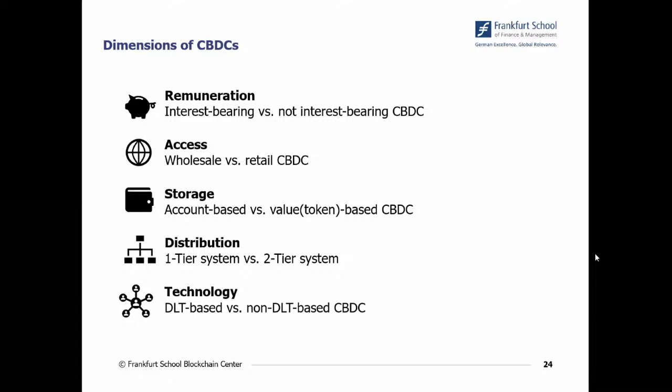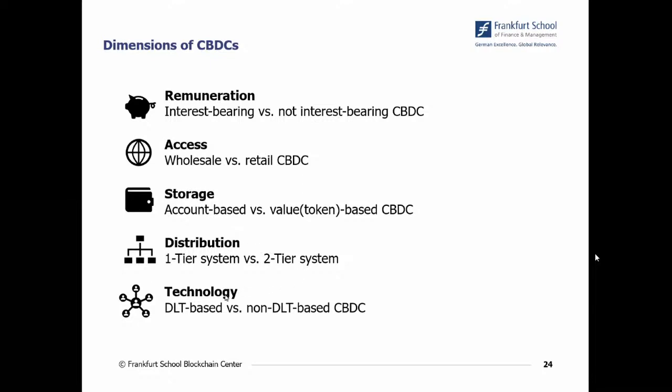In the one-tier system, the central bank would directly distribute the CBDC units to the end user. With a two-tier system, the central bank would distribute the CBDC units to the banks, and they would distribute it to the end user. This is like a system we also see with cash, because cash is provided by the central bank, and the bank distributes cash to the client. This is something we might also see in a DLT system.